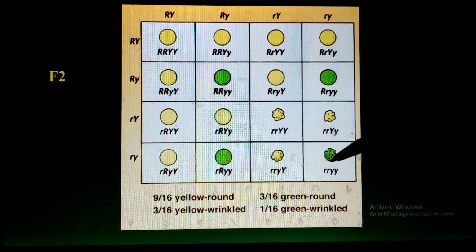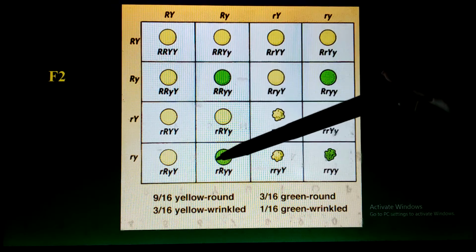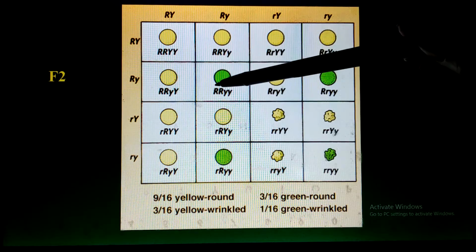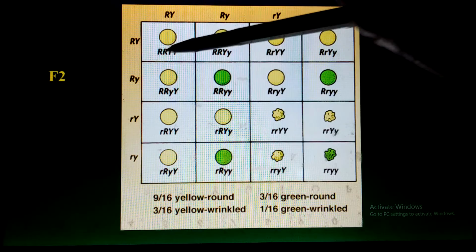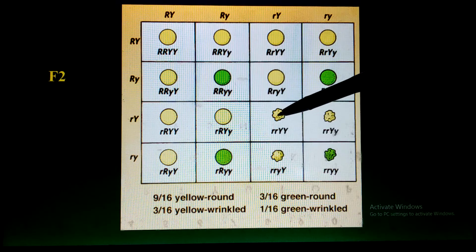And just one is the homozygous recessive, green and wrinkled. So 9 round and yellow, 3 green and round, and 1 2 3 yellow and wrinkled. These 3 and these 3 are the new combinations. Is it clear? And these are the round and yellow. 9 round and yellow, 3 green and round, 3 wrinkled and yellow, and just one green and wrinkled.